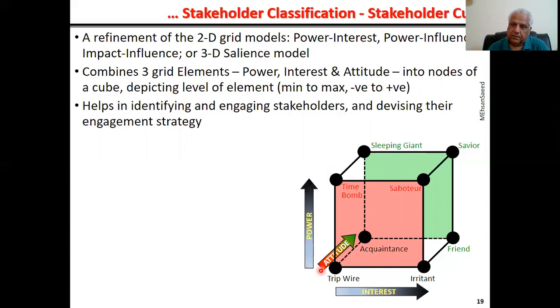So let's take this one, tripwire. Tripwire, as you know, stands for TB. So here is a stakeholder who has negative attitude. He has no interest and no power. But the moment he gains some power, he is going to give you a TB. He's going to trip you. So he's known as a tripwire.